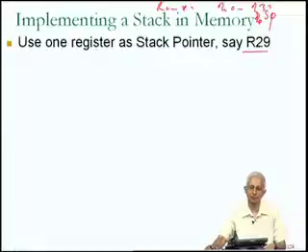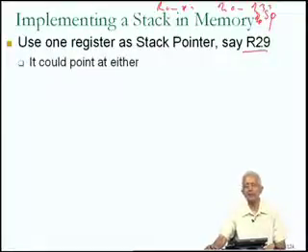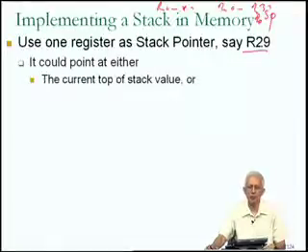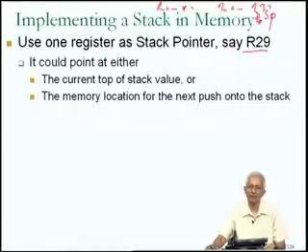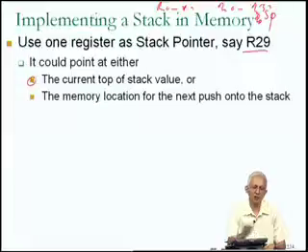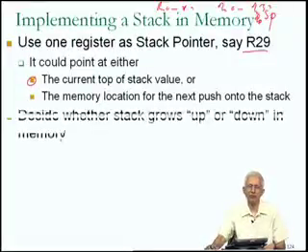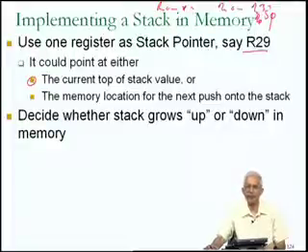Right, so we need to use a register as the stack pointer to make the operation of the stack as fast as possible. Now, what could the stack pointer point at? I had mentioned that the stack pointer should always contain the address in memory of the topmost element in the stack. But you could also choose to cause the stack pointer to point at the memory location of the next free location which will be used for the next push onto the stack. Either of these would be perfectly okay. Just to point out that this is not the only way of implementing the stack in terms of the stack pointer.